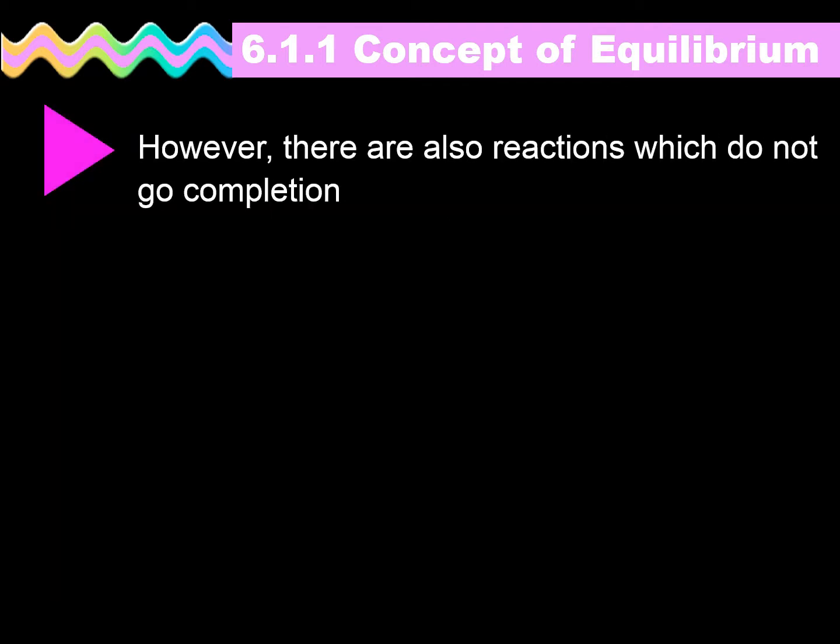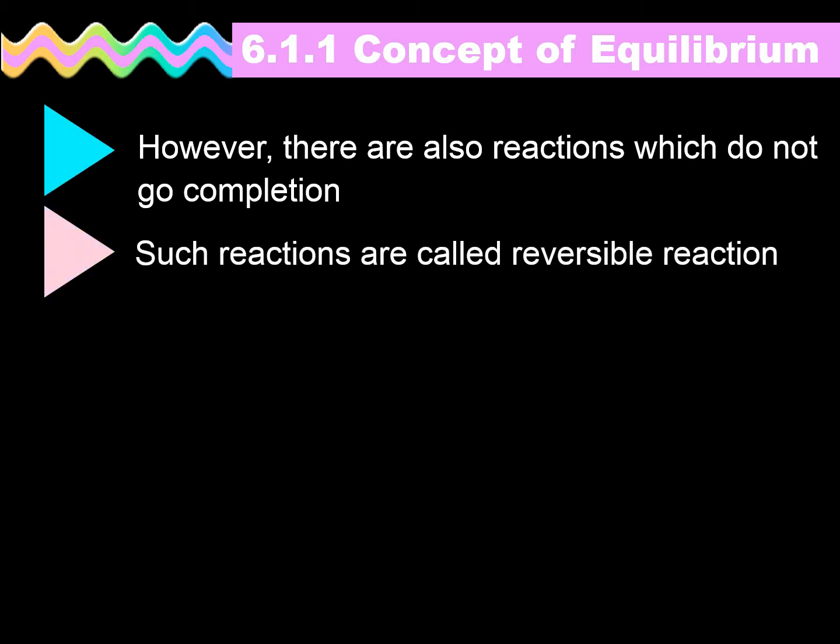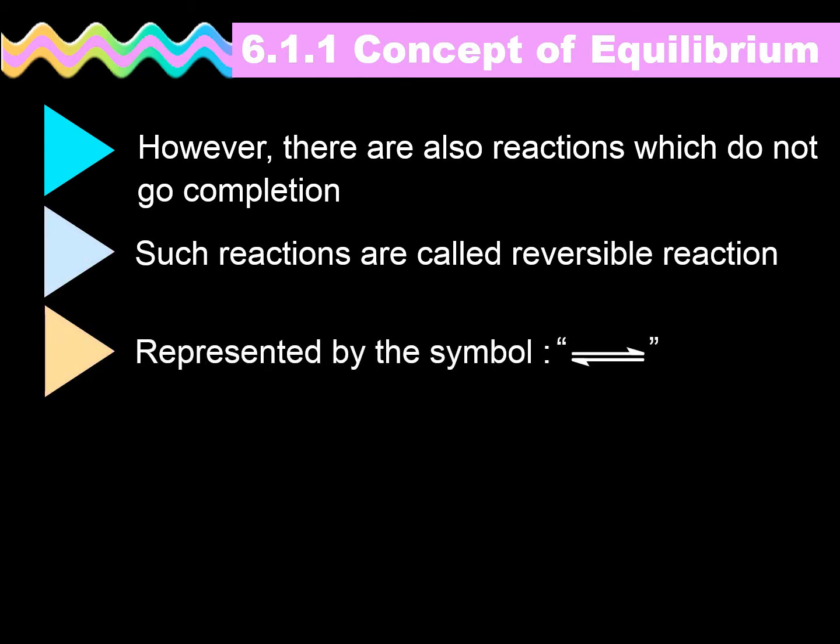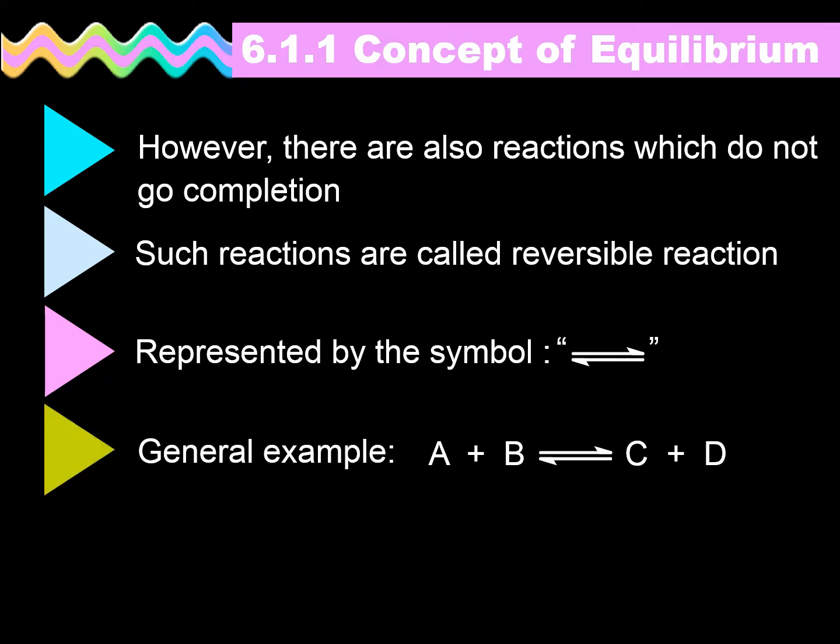However, there are also reactions which do not go to completion, but will reach equilibrium. These reactions are called reversible reactions. A reversible arrow is used to represent this kind of reaction.